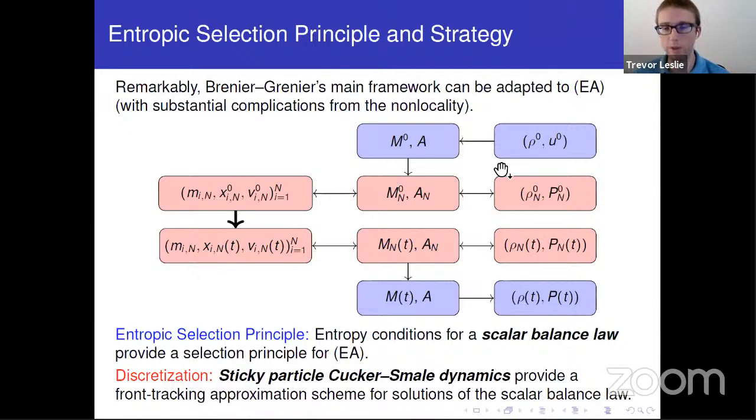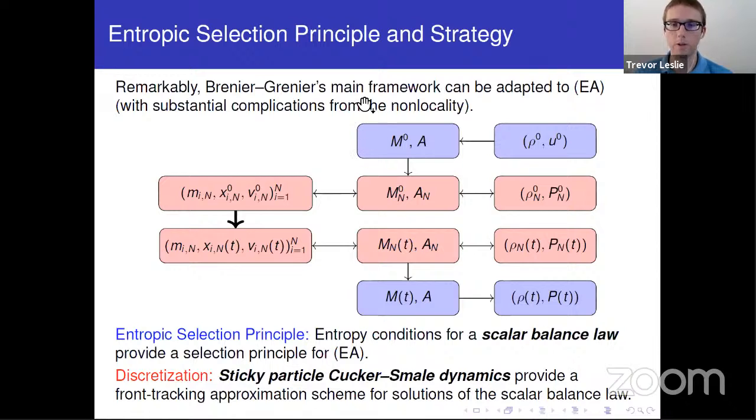So we take our initial data, we translate it into a cumulative mass distribution, M0, and flux for the scalar balance law. We generate the entropy solution for the balance law. And finally, we translate back to the velocity, density, momentum. The other main feature here is outlined in red.